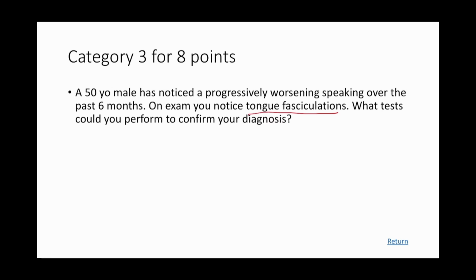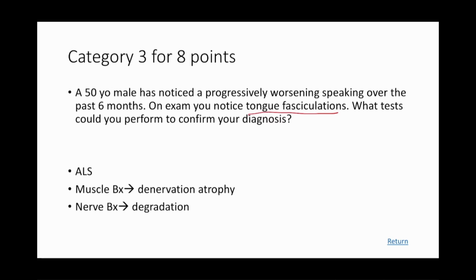What are some things we do for ALS? Muscle biopsy and what other biopsy do you want to do? Nerve biopsy. Muscle biopsy, you want to see if there's any denervation atrophy because the nerve pulled apart, or get a look at the nerve itself and see what's going on with the nerve itself.